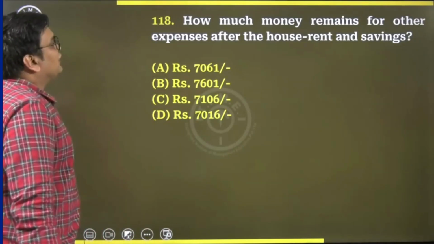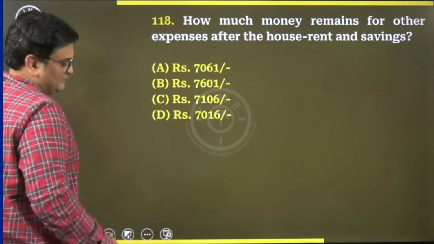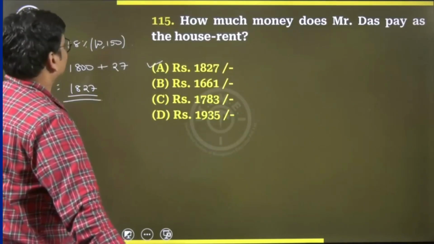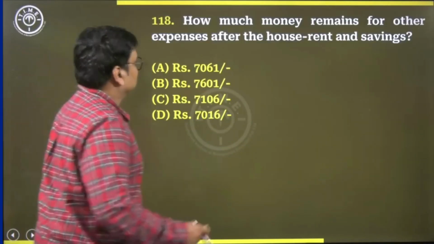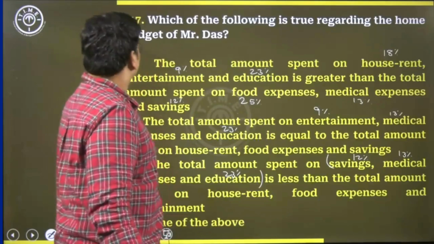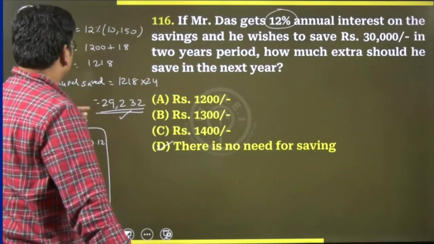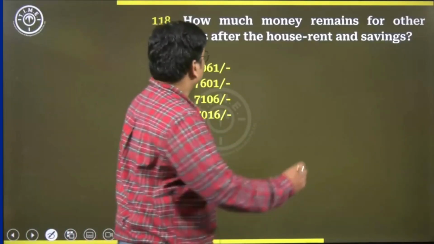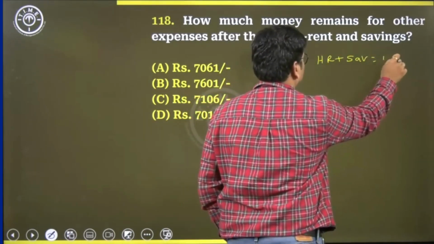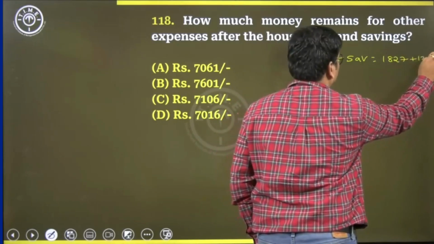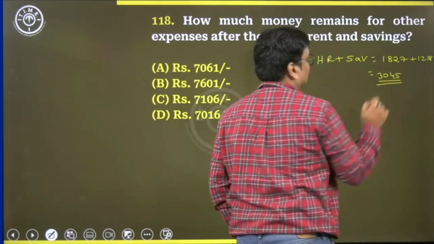Next one. How much money remains for other expenses after the house rent and savings? So we already saw house rent, we have calculated it, is 1827. Savings also I think we calculated it. Did we? Yes, 1218. So 1827 and 1218 is $3,045. Now, how much is remaining?